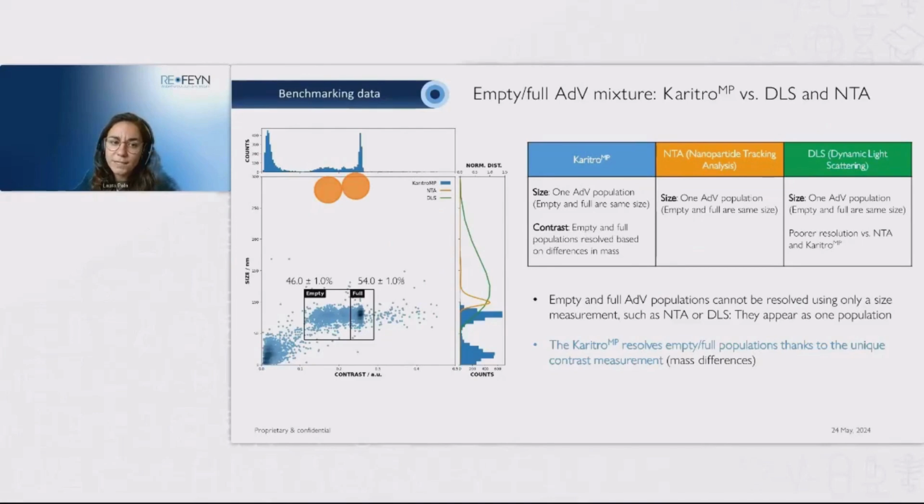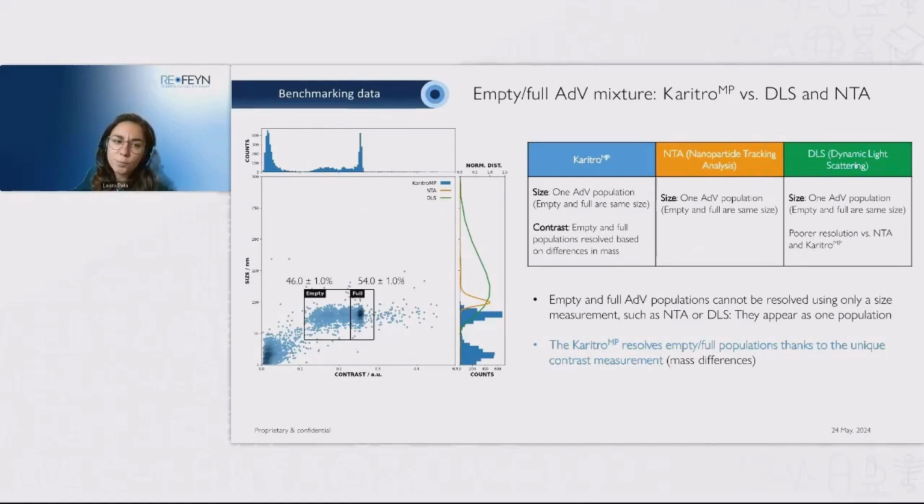If you look at the size peak again, there is basically only one peak for the 2 populations that fall exactly at the same size. So the power of Karitro is the differentiation and the resolution of the 2 populations thanks to the fact that there is the contrast axis, so the difference in mass.